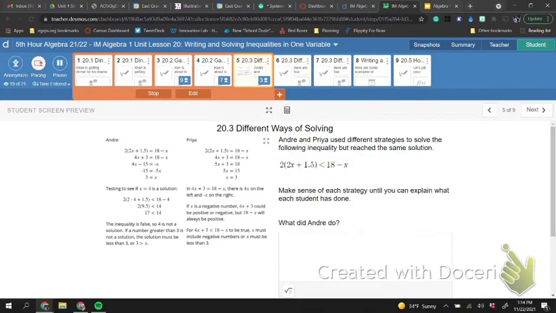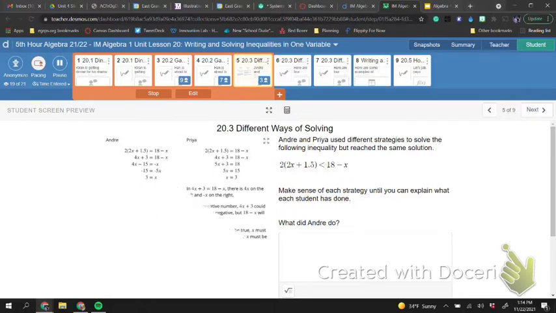We're going to do this one a little different than what's here, okay? So we're going to use what you learned last year and what I'm going to call the Mr. Mac method, even though it's not my method. So both Andre and Priya here solved an inequality by making it an equal sign, all right? I want you, for the Mr.